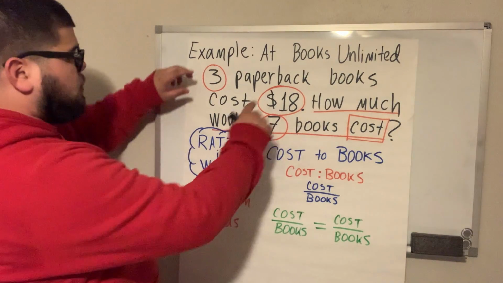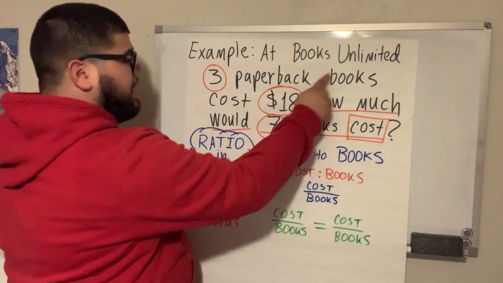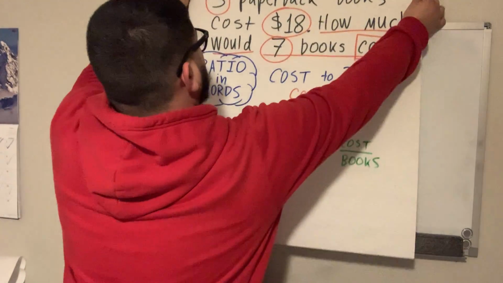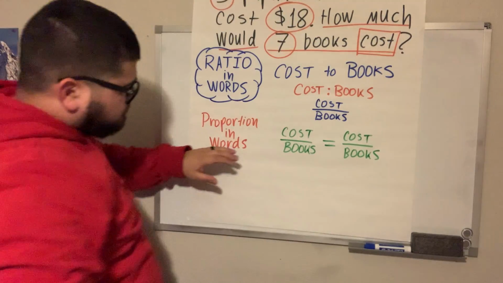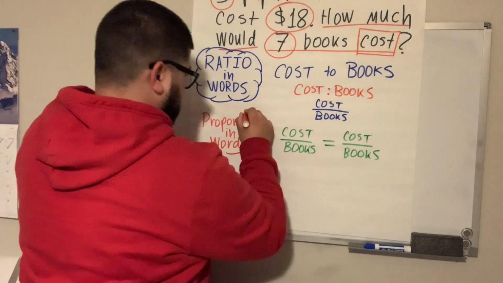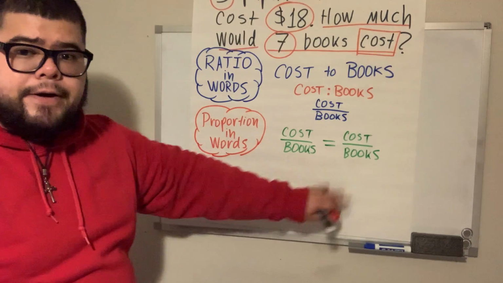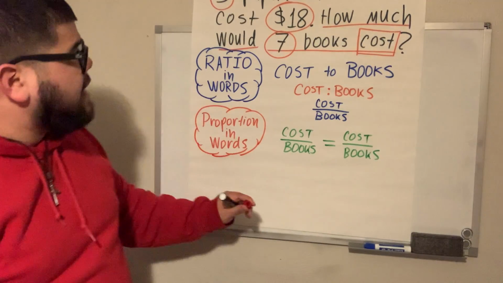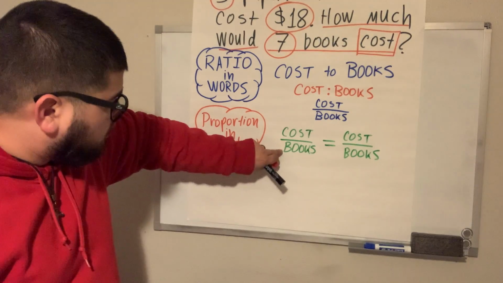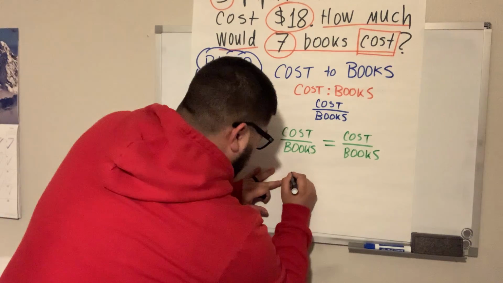So let's use the first thing they gave us. They gave us at Books Unlimited 3 paperback books cost $18. So let's use that first in our proportion. In our proportion in green right here, they gave us that 3 books cost $18. So we can substitute things in. Let's do that.